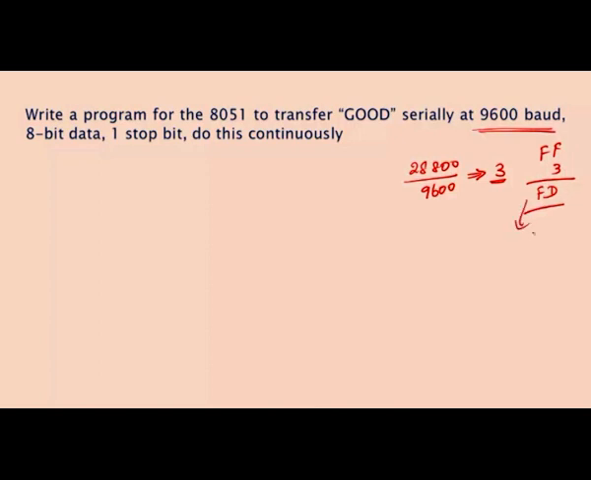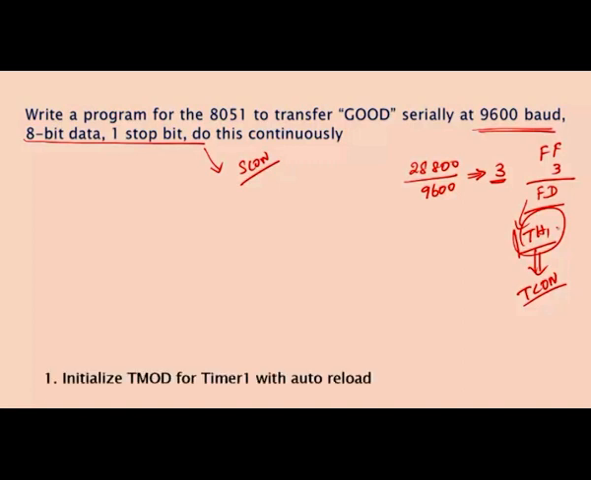Okay, this value is to be loaded in TH1. This is the one condition. Then based on these conditions we have to activate the SCON. Then, what is this Timer 1 we are using? For this we have to give a TCON. So TCON and SCON have to be activated, and along with that we have to set the baud rate.